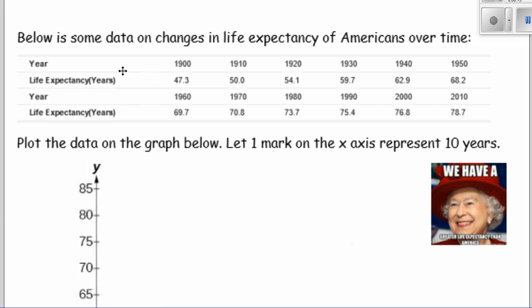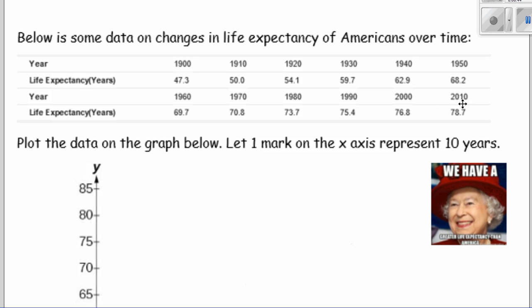So below is some data on changes in life expectancy of Americans over time. See year 1900, that's a life expectancy in years back in the year 1900. Year 2010 in the US, notice it rose quite a lot, 47.3 up to 78.7. So unbelievably, from the 1900s up to 2010, the average life expectancy in years, doesn't specify male or female, went from 47.3 up to 78.7.